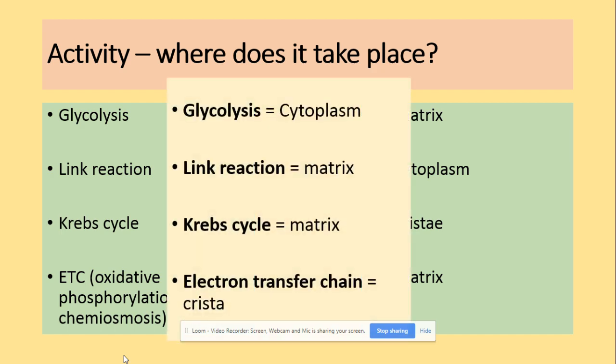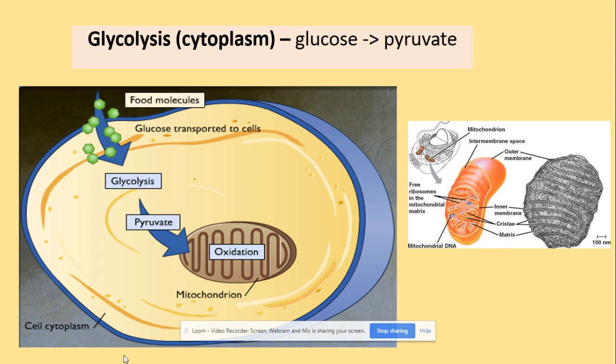So starting with glycolysis, which is the first step of respiration, it takes place in the cytoplasm. So remember, cytoplasm, not mitochondria.